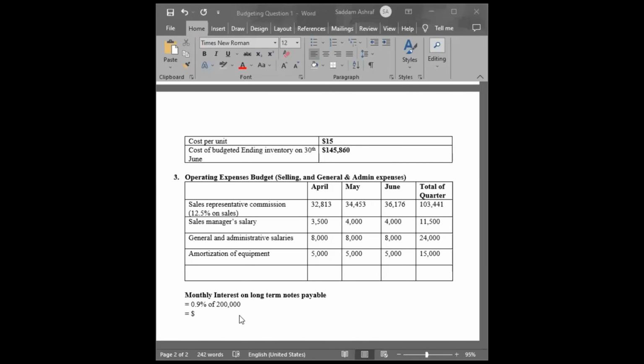$1,800. So this is the interest we need to pay every month. So next budgeted operating expense will be interest on long-term notes paid. We need to pay 1,800 every month. So just calculate the total for the quarter. 1,800 into 3 is $5,400.